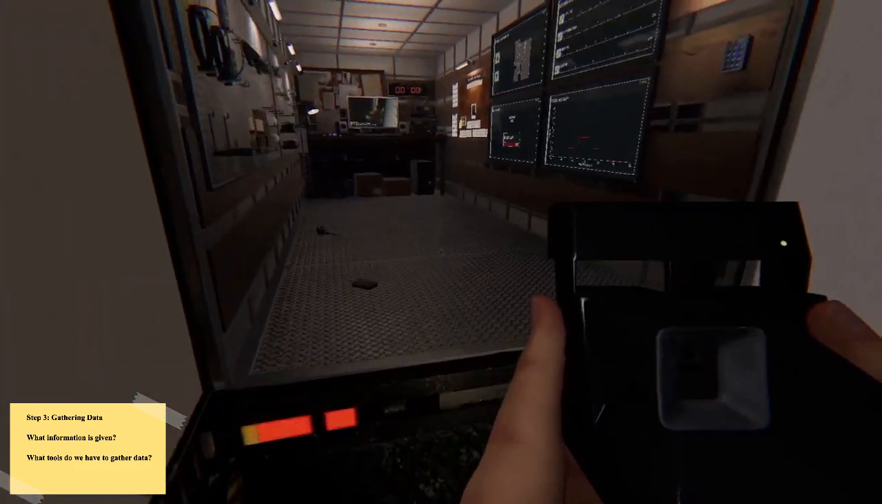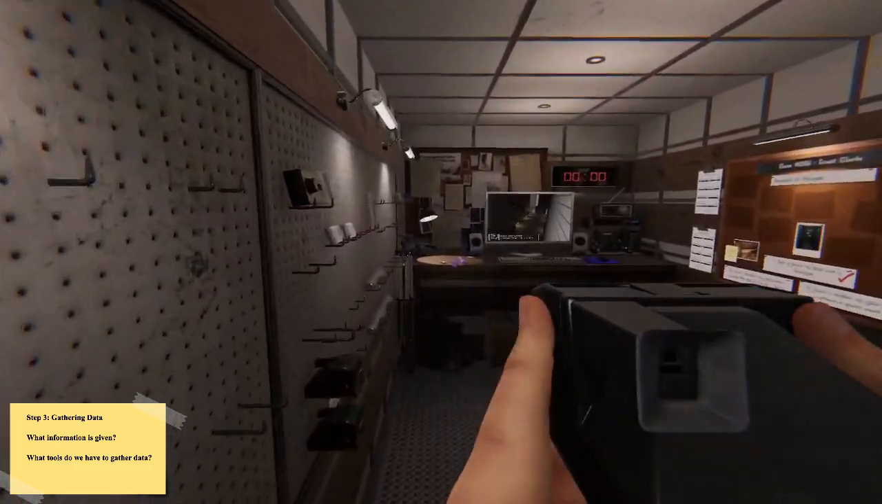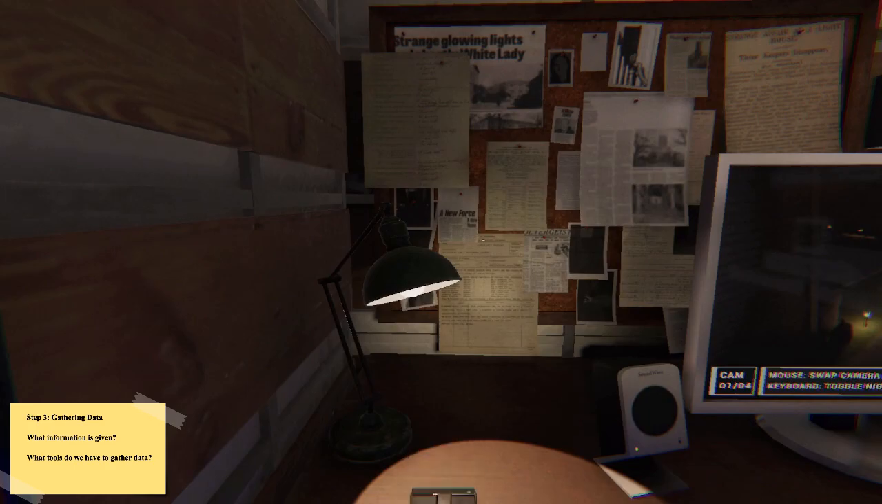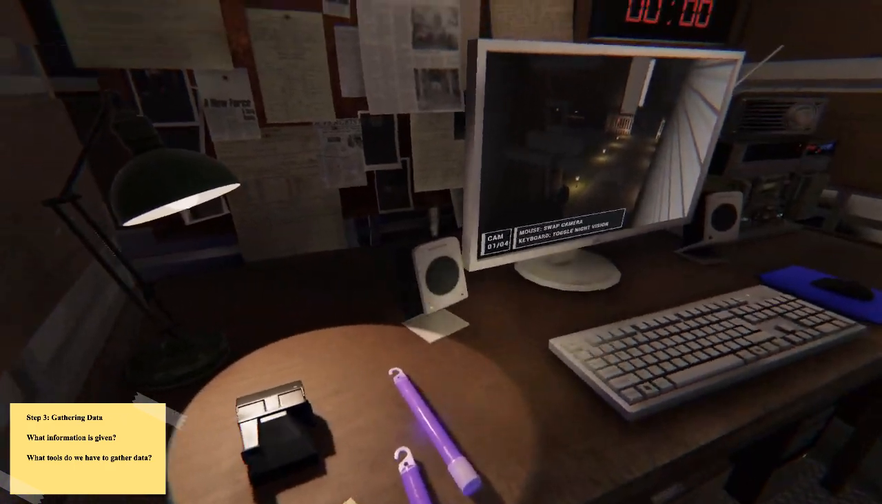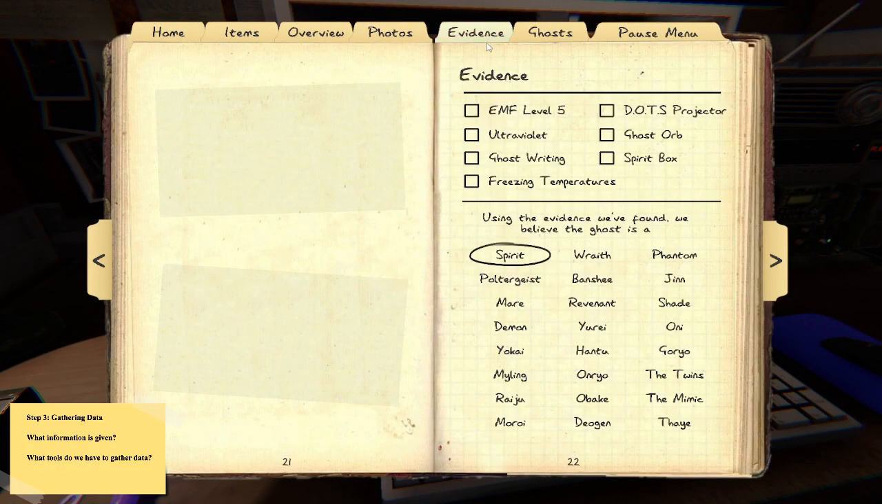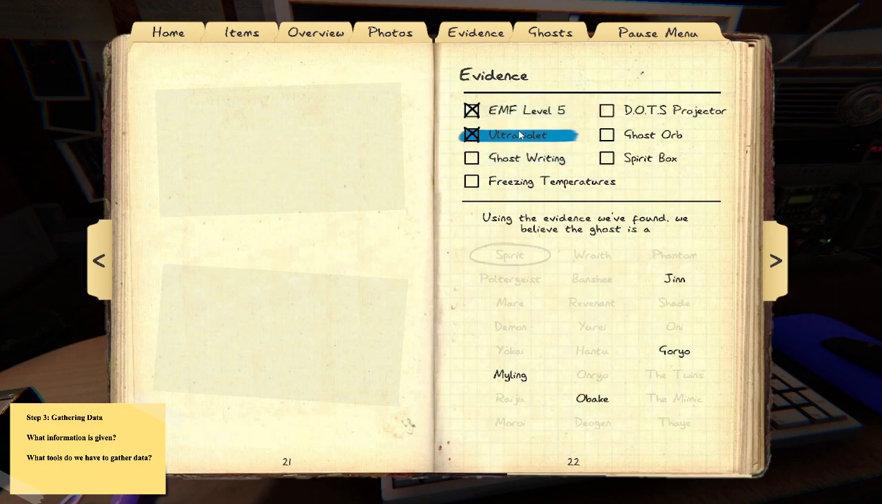But as we get ready to do that, we are going to pull out our journal and write down some evidence. So we had an EMF level 5. We had ultraviolet. We haven't had ghost writing. We haven't had freezing temps. We haven't even tried spirit box yet. And right now we're going to look for dots and ghost orbs.